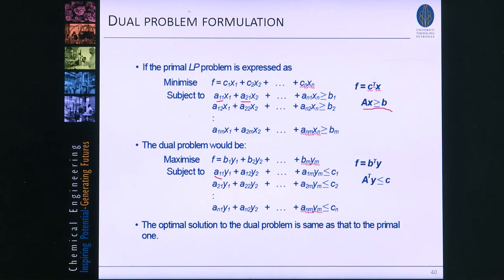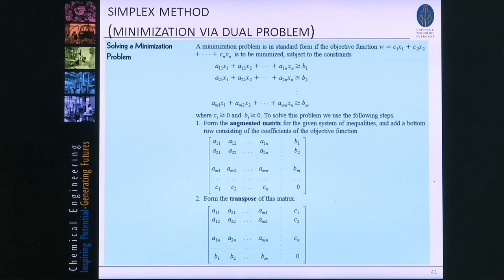So the C coefficients in the objective function, we now put into the right hand side of the equations over here, and what was the right hand side B in this case, we put into the new objective function, and then we simply change X to Y. So the optimal solution of this dual problem is the same as that of the primal one. So you can do it on your own.